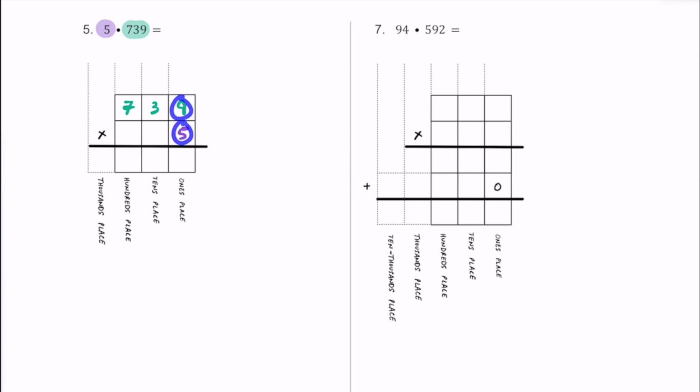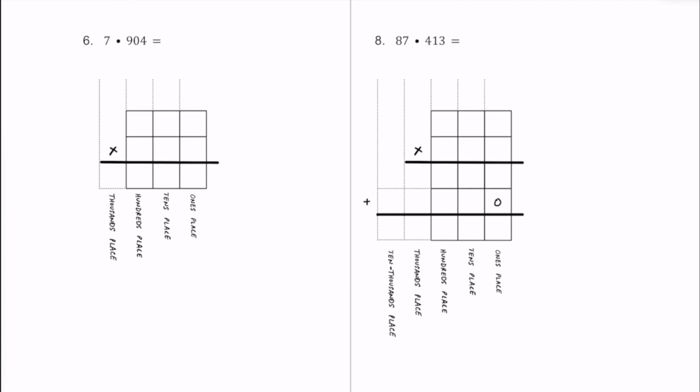5 times 9, that's going to be 45. We'll put the 5 in the ones place and then carry that 4 into the tens place. Then we have 5 times 3 is 15, plus the 4 is going to be 19. We'll put the 9 in the tens place, 1 in the hundreds place. Then this 5 times 7 is going to be 35, plus the 1. That's going to be 36. We'll put the 6 in the hundreds place and then a 3 in the thousands place. So right over here, we're going to have this 3,695 for our product.